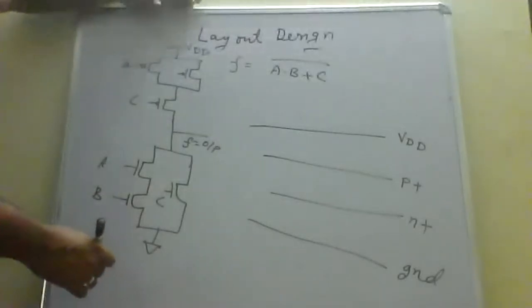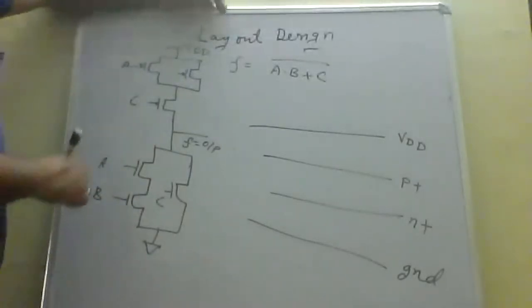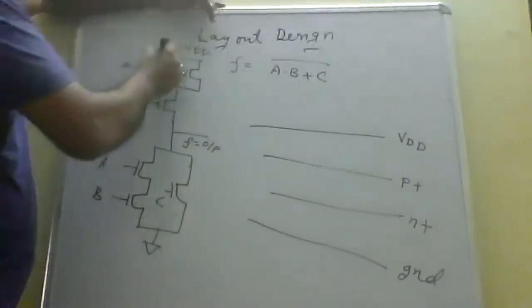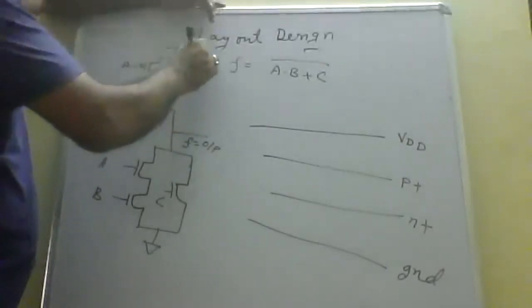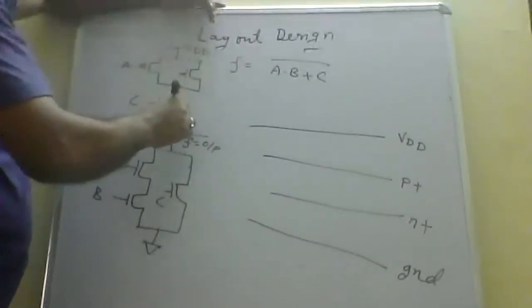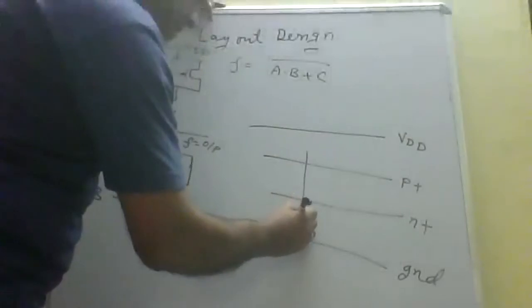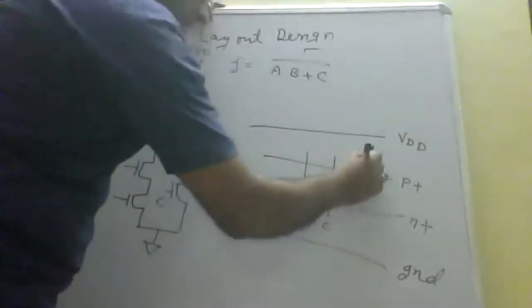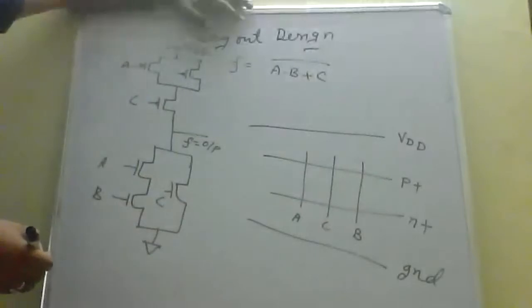So now, how to choose the sequence of ABC? Suppose I choose A first, then C, and then B. I'm randomly choosing this A, C, B, right?